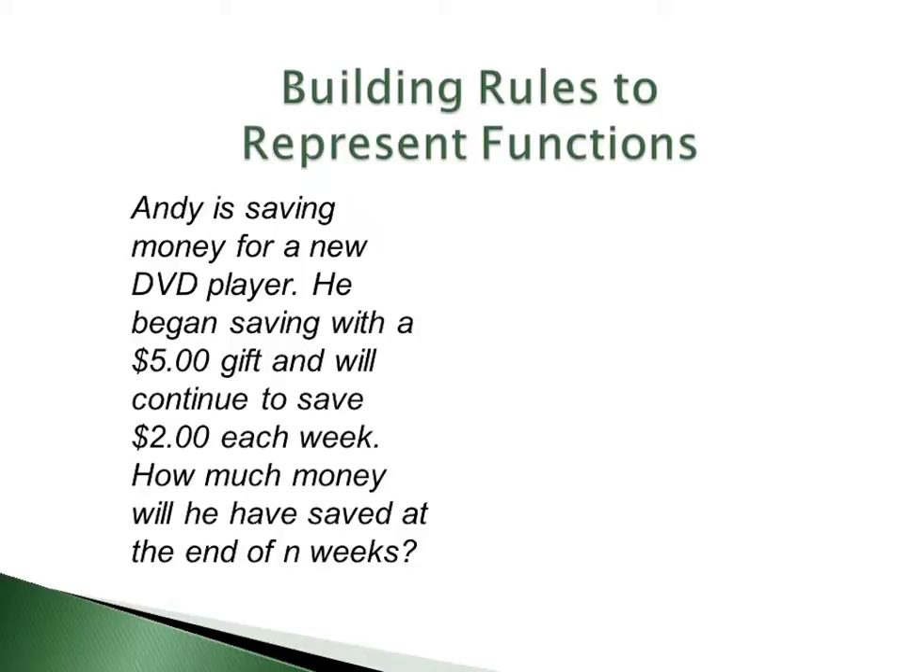Andy is saving money for a new DVD player. He began saving with a $5 gift and will continue to save $2 each week. How much money will he have saved at the end of n weeks? One possible solution strategy may be to organize the information into a table. Andy begins with $5. After 1 week, he will have $7. After 2 weeks, $9, and so on.